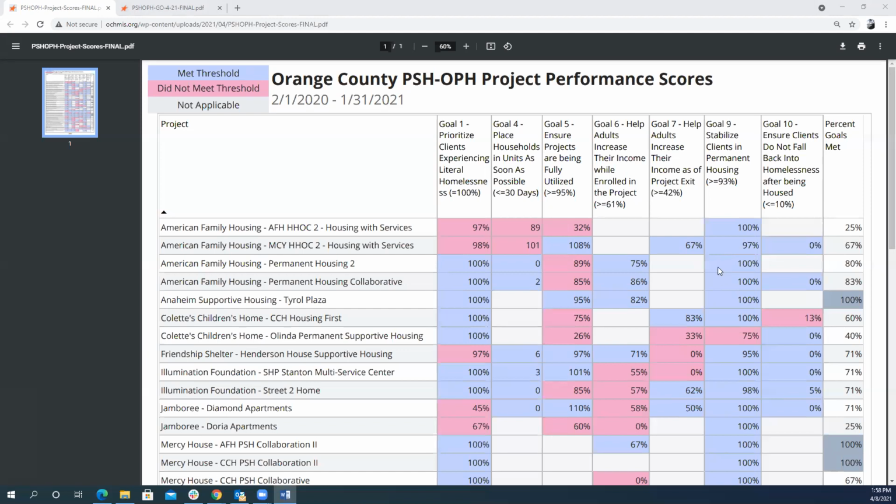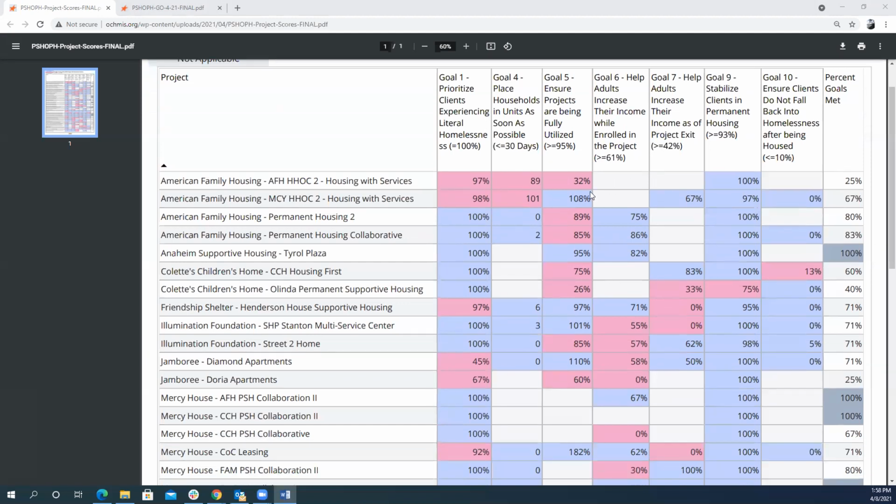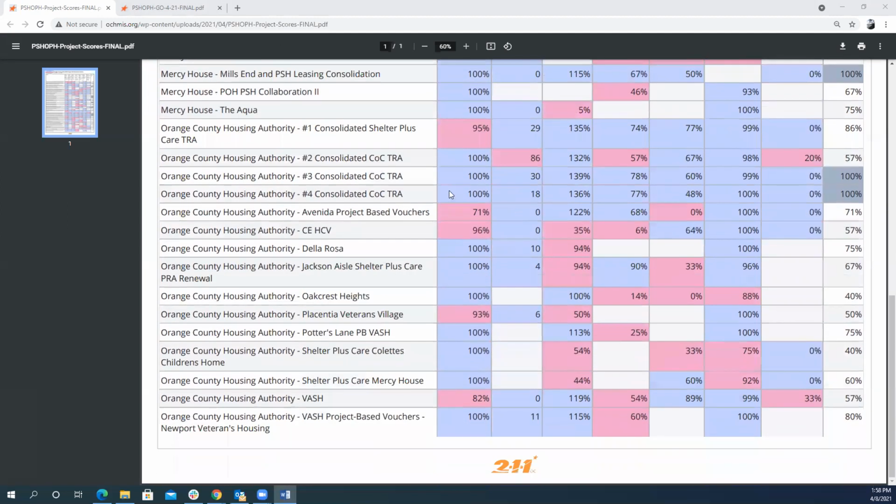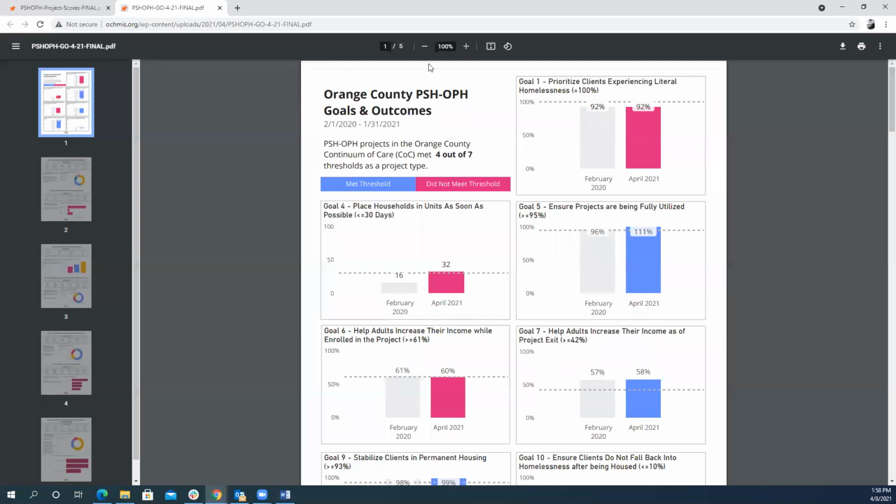We do have the project level scores, so you can see how you're doing. Feel free to check that out. But I did want to mostly focus on the goals and outcomes report. And as you're reviewing your project scores, keep in mind this report is what will be used for the upcoming NOFA, very likely.